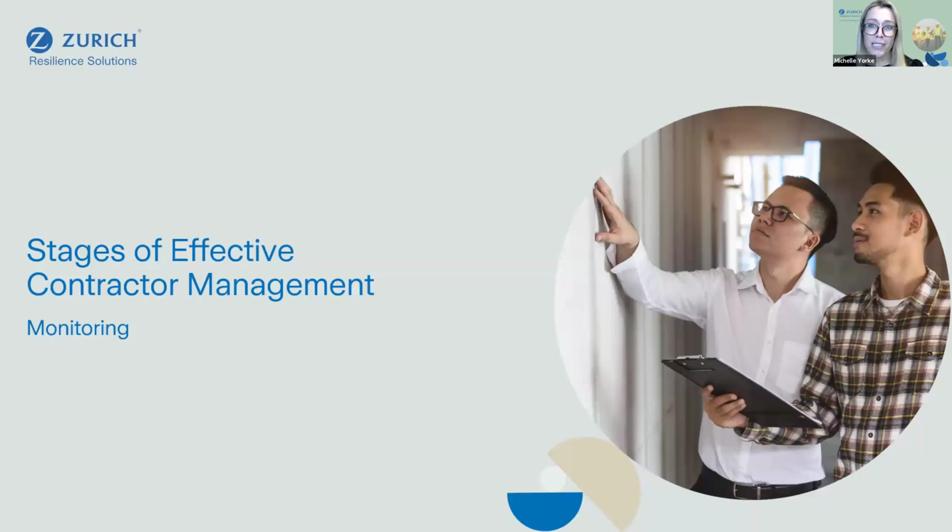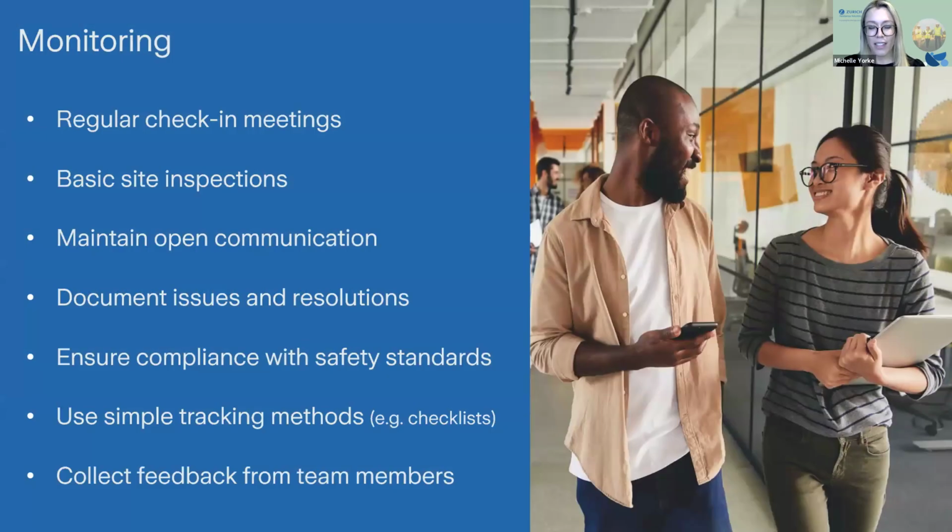So effective contractor management doesn't stop at onboarding. Monitoring their work is also essential. Even though contractors are specialists in their work, it's important to not simply just leave them to get on with it without any oversight. Regularly, you need to be monitoring contractor performance, and this is essential for maintaining quality and compliance. Start with regular check-in meetings to discuss progress and address any concerns, and then conduct basic site inspections to ensure the work is being carried out as expected and in compliance with safety standards. Maintain open communication with contractors to quickly address any issues and document these issues and their resolutions to keep a clear record.